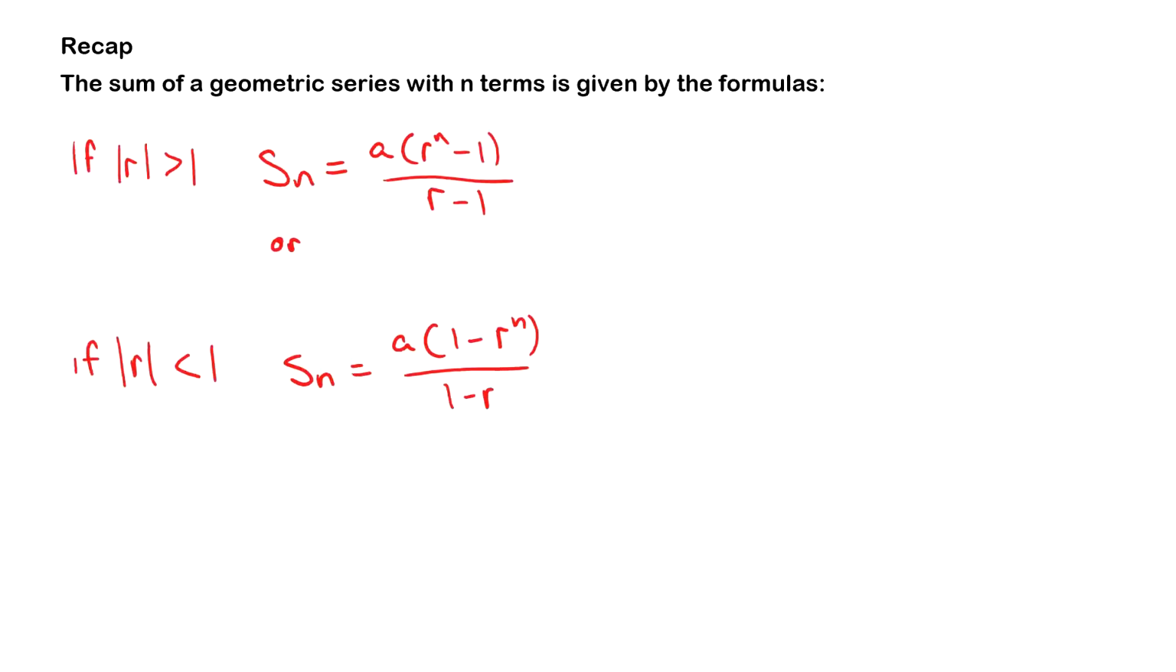Alright, quick recap. Remember, the sum of a geometric series with n terms is given by the below formula. There are times with the questions that you might have to find the n value, and it is appropriate to do that first and then use one of these two formulas. Remember, the top formula there is used for numbers where your common ratio is greater than 1, and the bottom formula is used when your common ratio is less than 1.